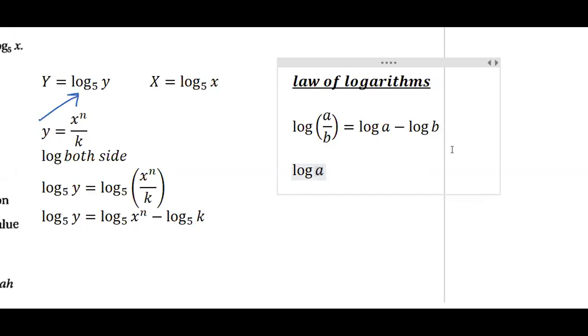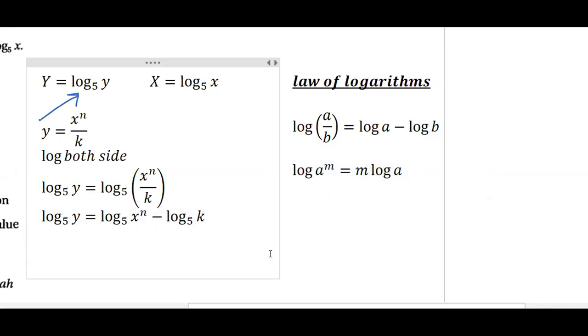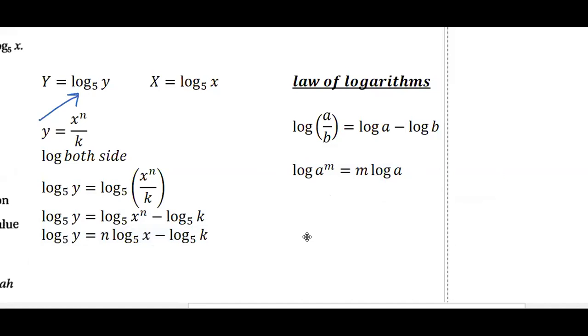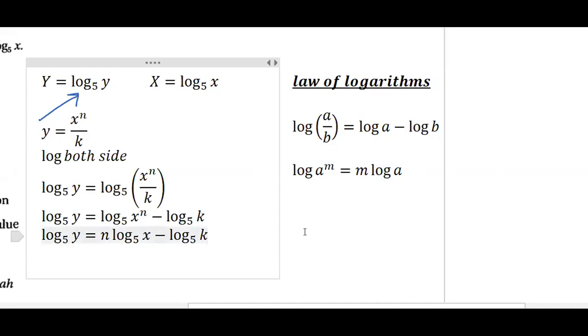So kalau saya cakap log A kuasa M, boleh jadi kuasa boleh pindah mana? Pindah depan. M log A. Okay, move in front. So ini kita pindahkan. Log 5Y sama dengan N log 5X tolak log 5K. Okay? Use two only. Dua hukum. Recall back ini form 4, chapter 4, bab 4.